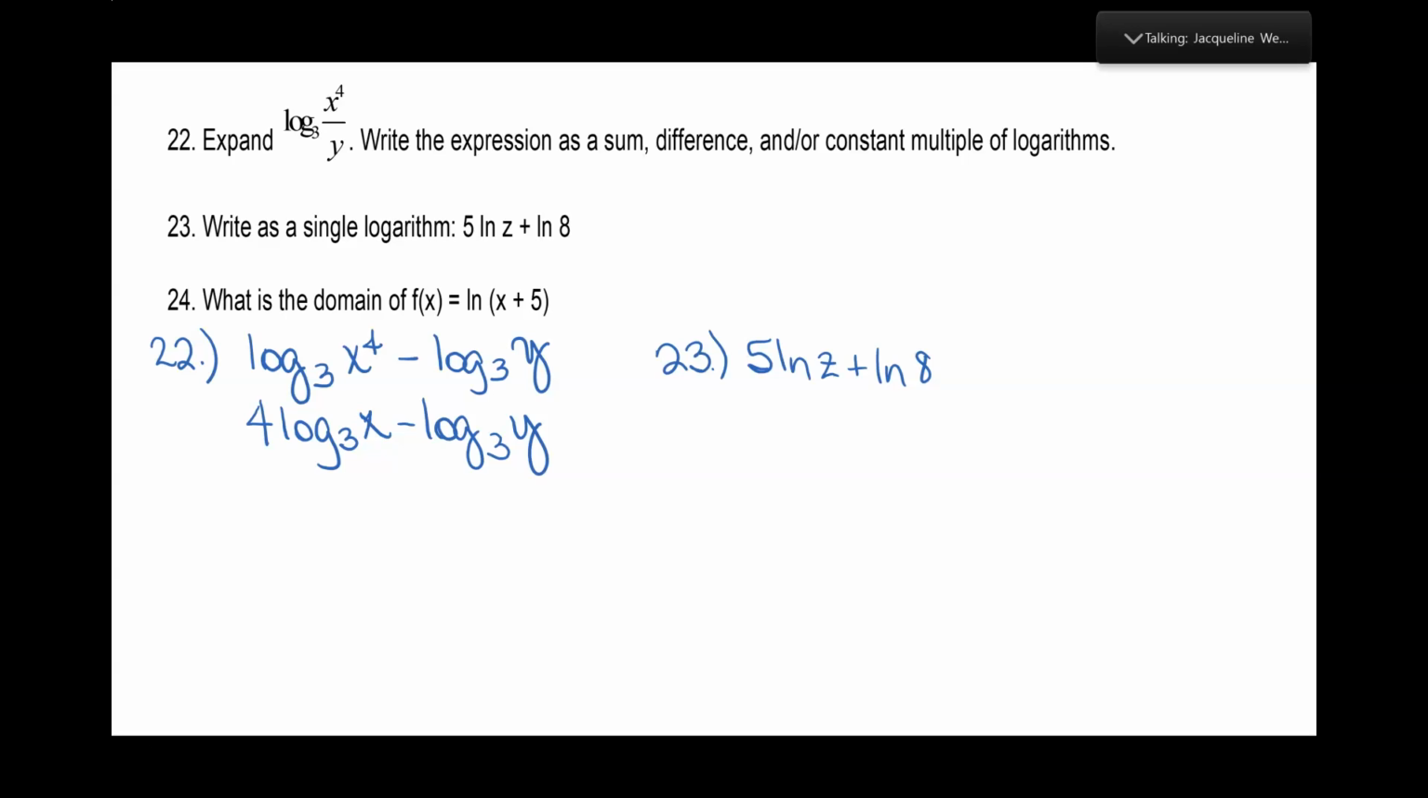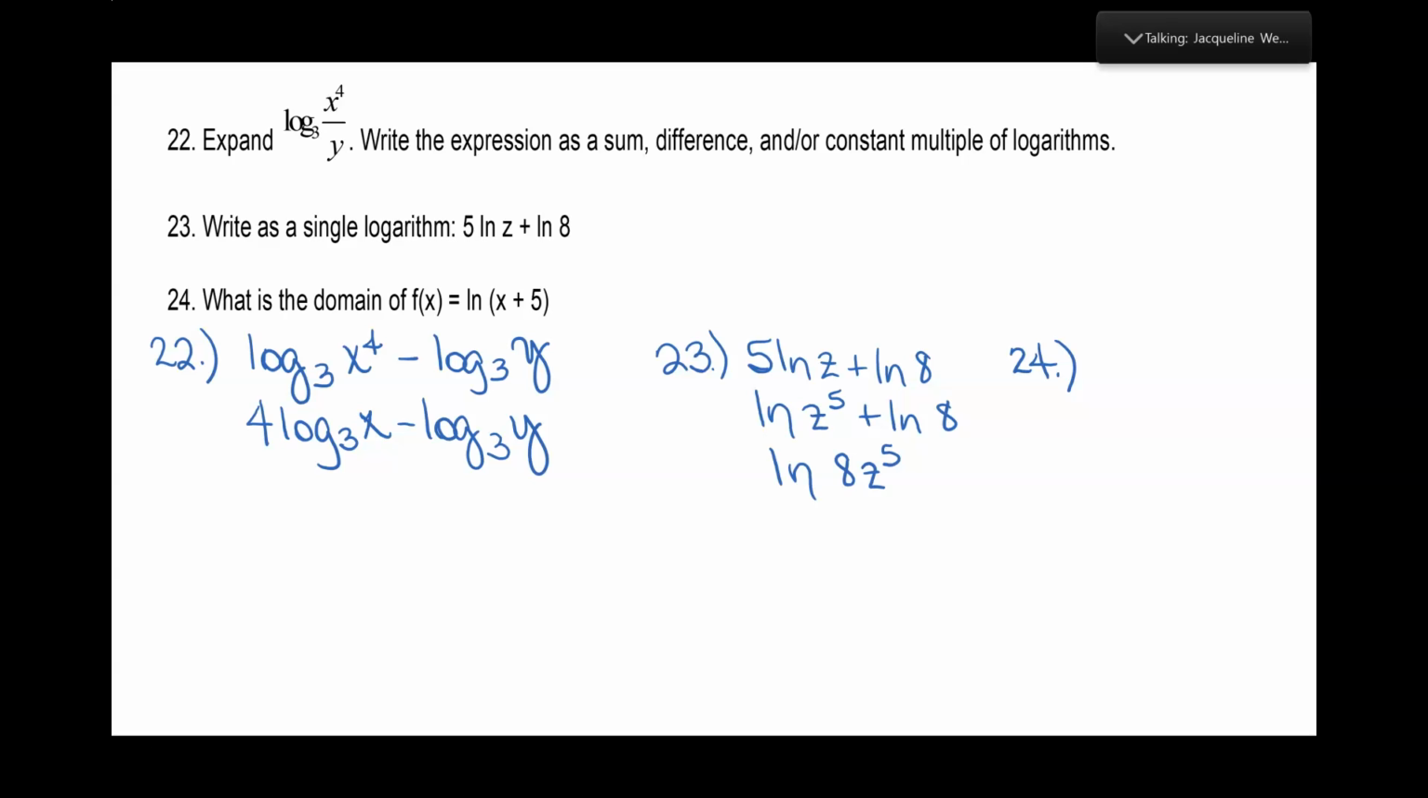All right, then 23, they want us to do the exact opposite. For 23, it says take the 2 separate logs and combine them into one. All right, so if you have that 5 out in front, what can we do with it? Make it an exponent, and then 2 logs being added, we combine into one log, multiplying, right. So we would put those together and we would multiply the 8z to the 5th.